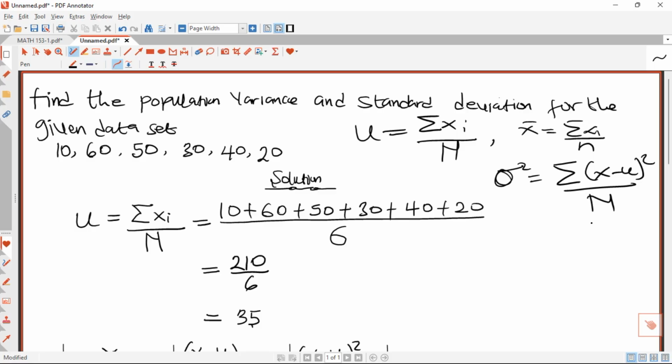There is a difference between the population variance and the sample variance. For the sample variance, you can see clearly that we divide by small n minus 1. But for the population variance, we divide by capital N, so we are not going to subtract any one from N. Here we have to calculate the mean and then the deviations before we can calculate the population variance and the standard deviation.